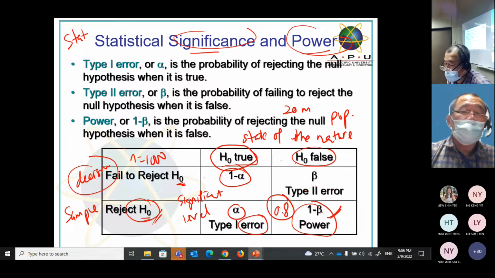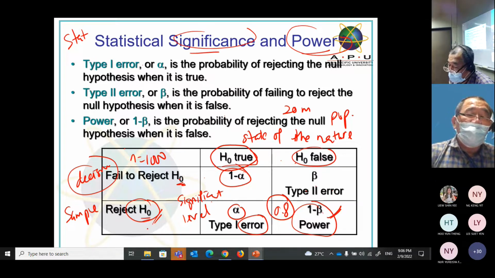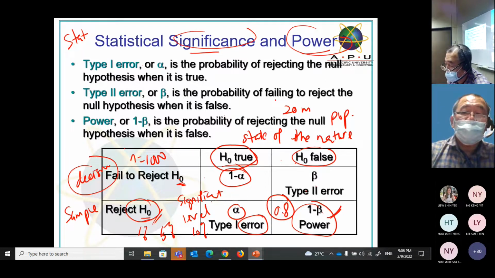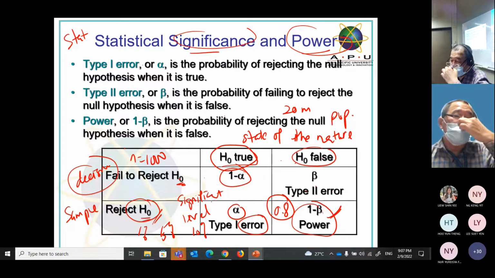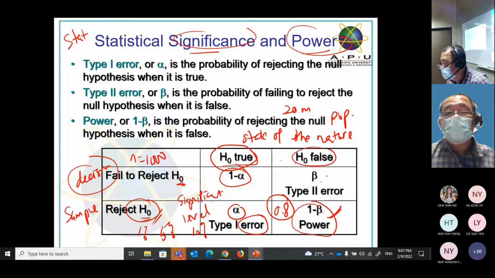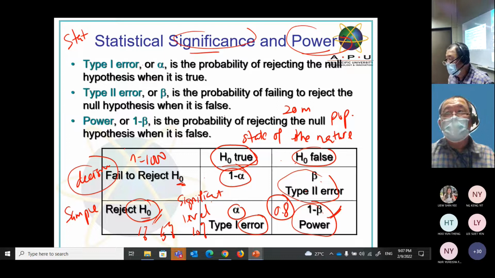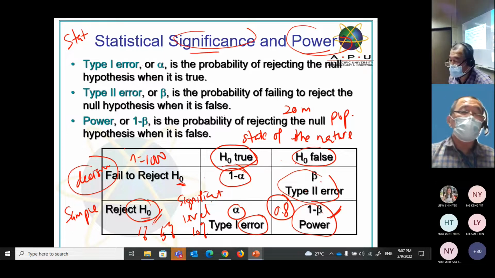So you should learn this also. Alpha can be 1%, can be 5%. It can also be 10%. Type 1 error is much more important compared to beta. Type 2 error is also not good, but not too serious compared to type 1 error. In many textbooks we focus more on the type 1 error.